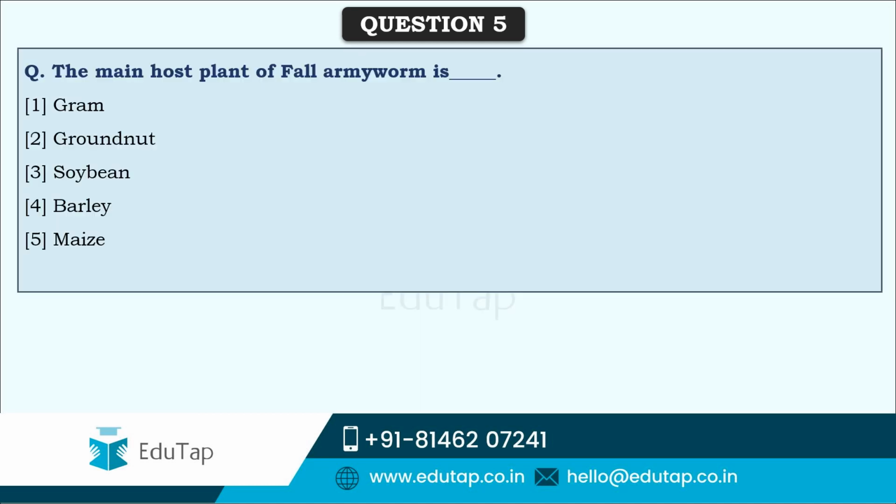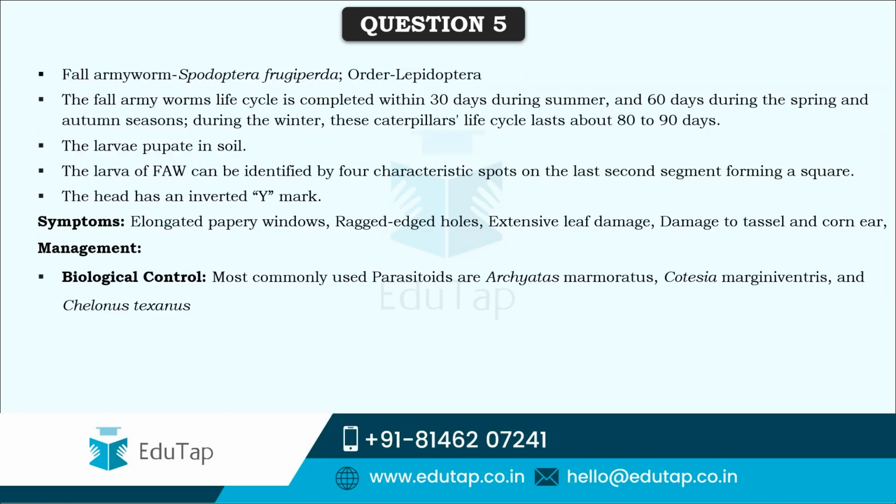So friends, here comes the last question of our lecture. The main host plant of fall armyworm. Fall armyworm, again a Spodoptera species, and here the main host of fall armyworm is maize, and it can attack a range of crops. The scientific name of fall armyworm is Spodoptera frugiperda and it belongs to the order Lepidoptera. Based on the season, the life cycle of these fall armyworms can be completed within 30 days in summer, within 60 days in spring and autumn seasons, and during winter they take 80 to 90 days to complete their life cycle, and they again pupate in soil.